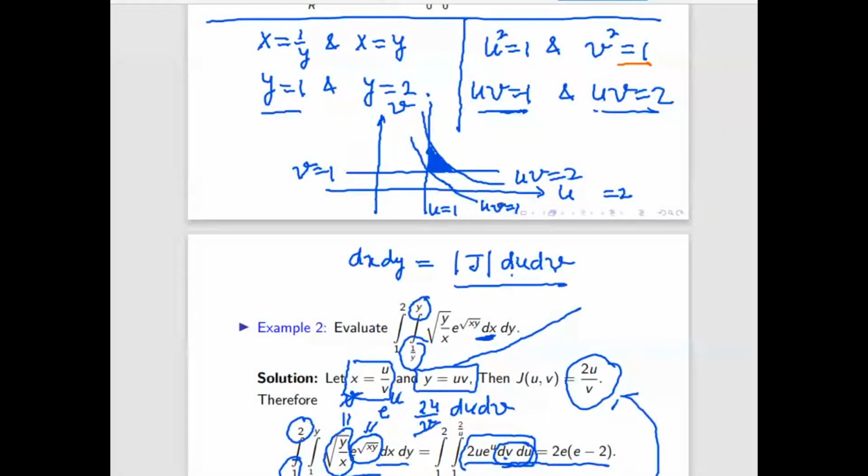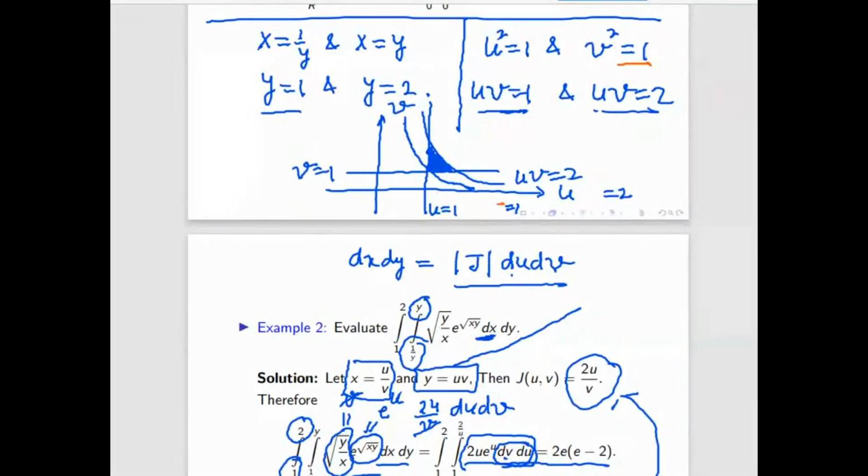Sir, UV equal to 1 will not cross the U axis. Yes, it will not cross the U axis, right? Because it is a hyperbola, so it will go something like this. It will not hit U equal to 2.